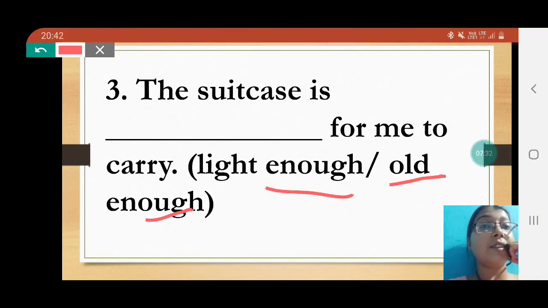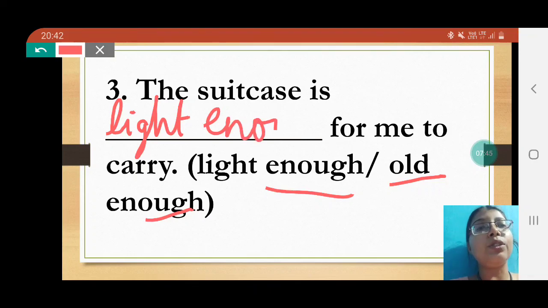So here you will write light enough, L-I-G-H-T, light, E-N-O-U-G-H, enough. So the suitcase is light, enough. The suitcase is light enough for me to carry. So the answer will be the suitcase is light enough for me to carry. Okay, students. Now come to next question.